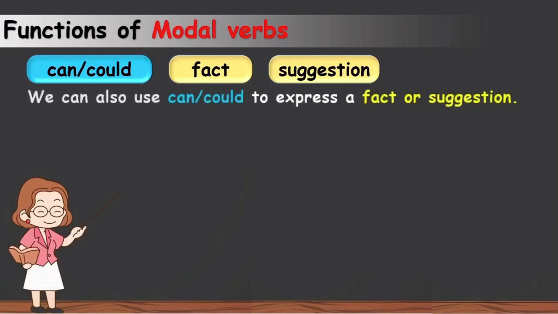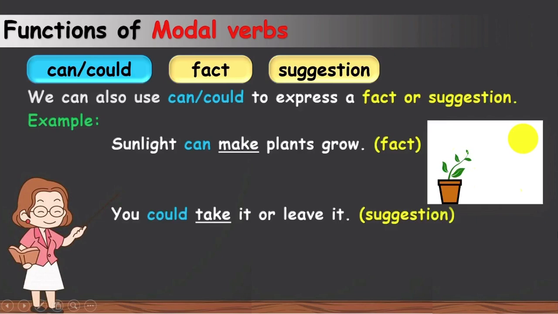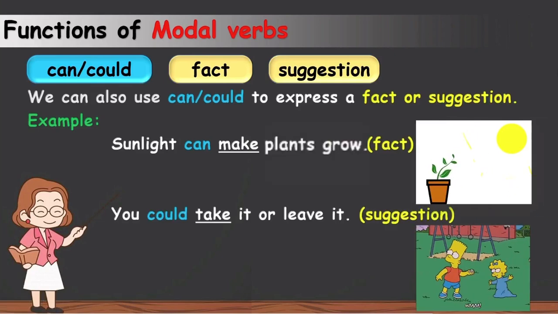Can or could is also used to express a fact or suggestion. Example, sunlight can make plants grow. You could take it or leave it. In this sentence, the speaker is expressing a suggestion. You could take it or leave it.